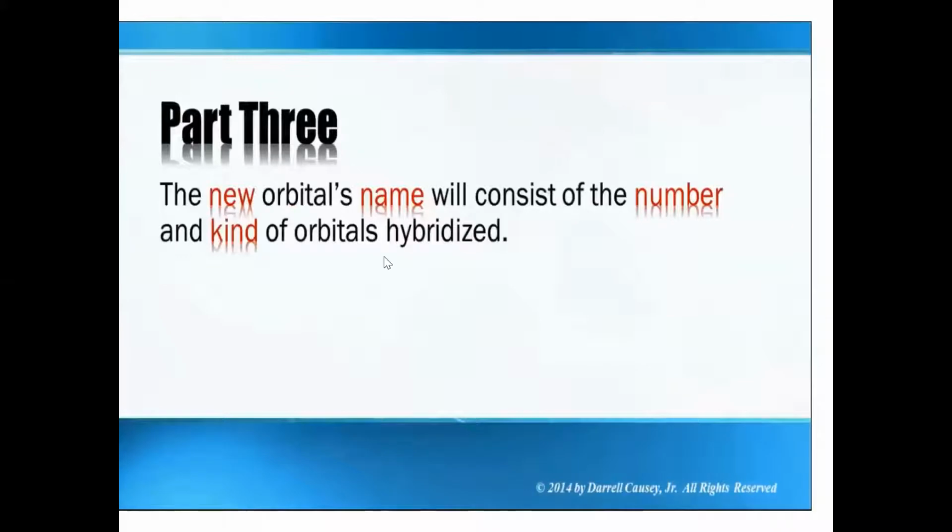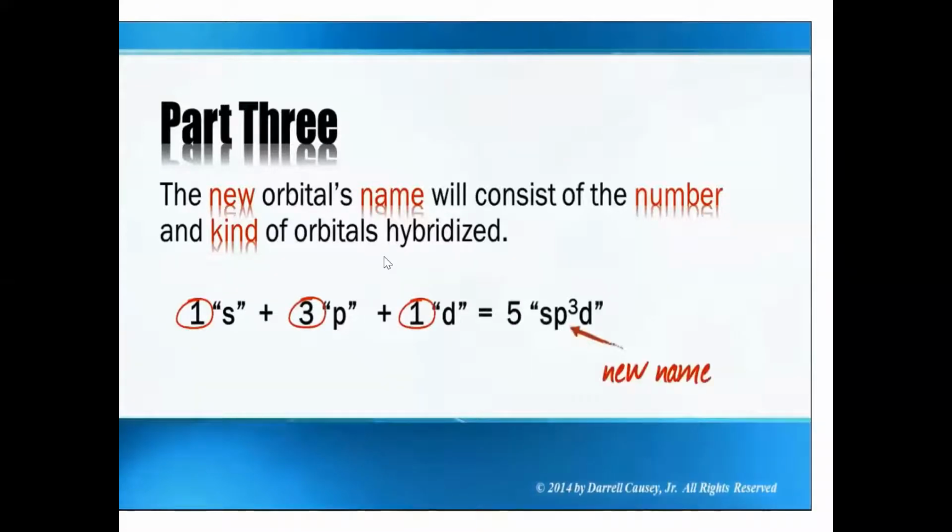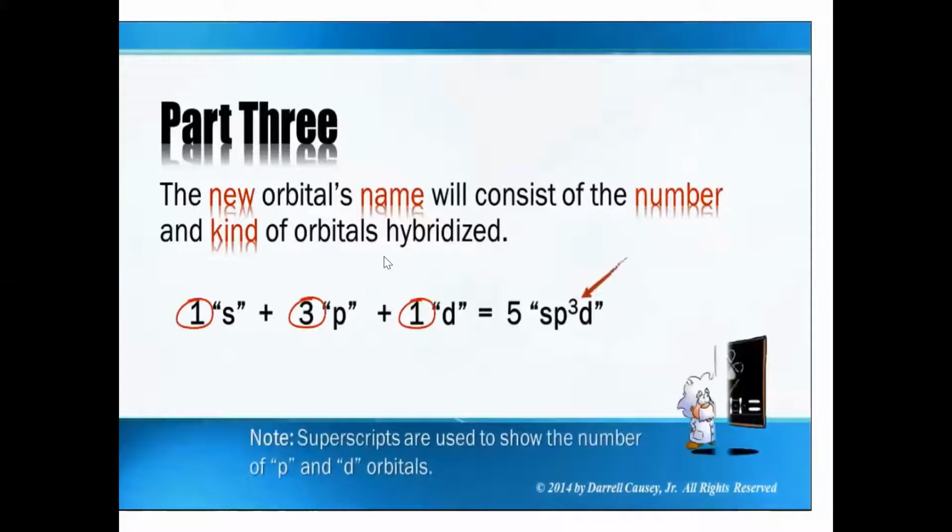Part 3, the new orbital's name will consist of the number and kind of orbitals hybridized. So if you have an s and a p, you're going to have 2 sps, or an s with 3 p's and 1 d. Count them up and it will give us 5 sp3ds. That would be a new name, and the 3 would be telling us how many p orbitals there are.